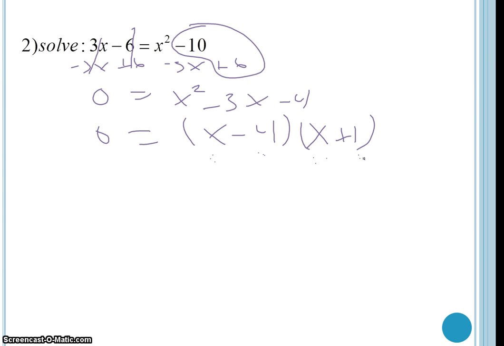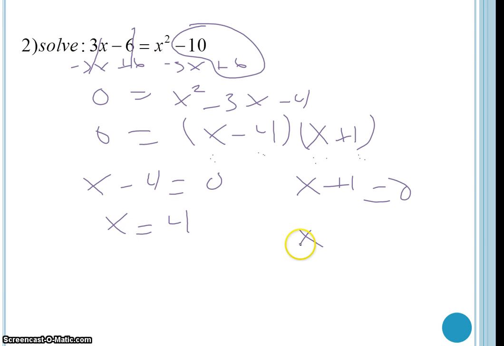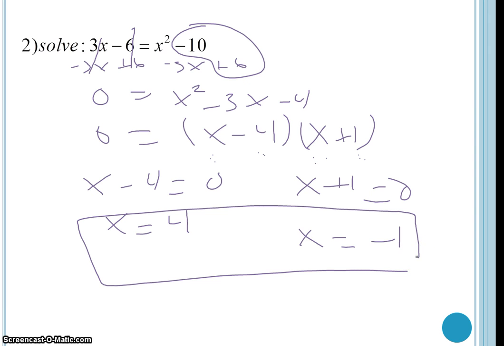So I've checked that I factored it. So I'm going to set each factor equal to 0. x minus 4 equals 0, and x plus 1 equals 0. So I get x equals 4, and x equals negative 1. And those are my two answers for when I solved it. Okay, let's move on.